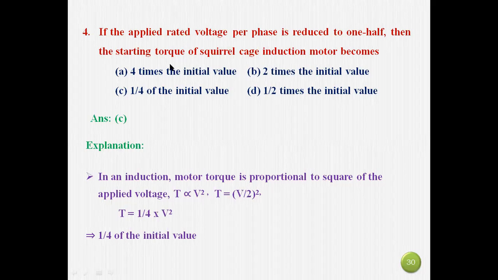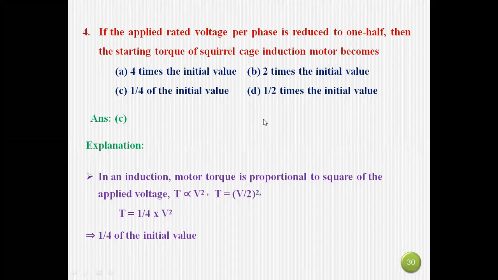Sometimes you will get confused. If it were twice, you would write 4 times, but it is not 4 times because we are making it half. So half squared is 1 by 4. So the value of torque will become 1 by 4 of the initial one.